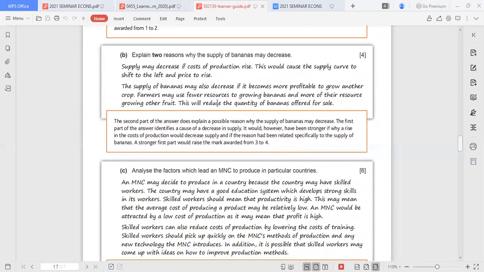All right, if you read the answer, they said the supply of bananas may also decrease if it becomes more profitable to grow another crop. Farmers may use fewer resources growing bananas and more of their resources growing other fruit. This will reduce the quantity of bananas offered for sale. So they're trying to say that you really look into the possible reasons why supply of bananas may decrease. Explain to them.